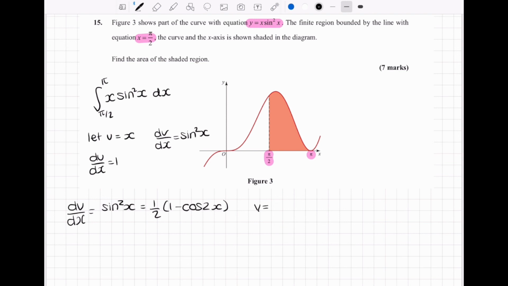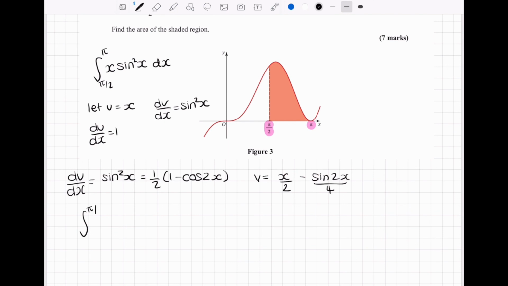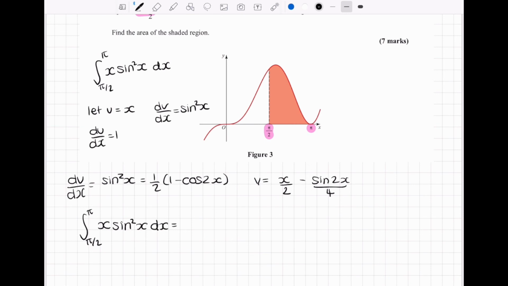To integrate sine squared, we know a nice identity for sine squared, and we can easily integrate cos of 2x. So dv is a half minus a half cos 2x, and then if I integrate that, v equals x over 2 minus sine 2x over 4. So if I put that into my integration by parts formula, we have one final integration to do then.